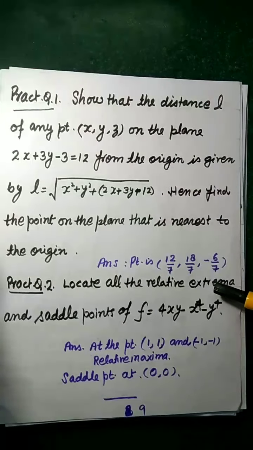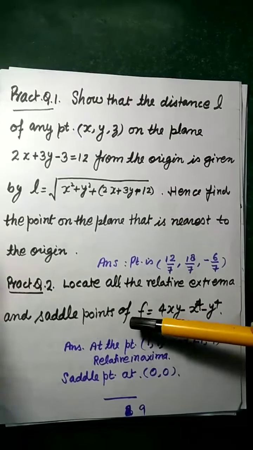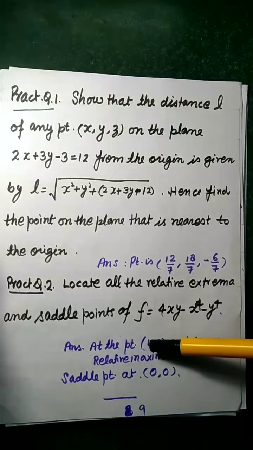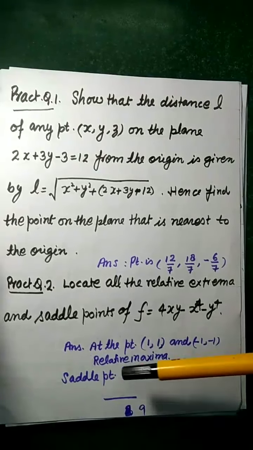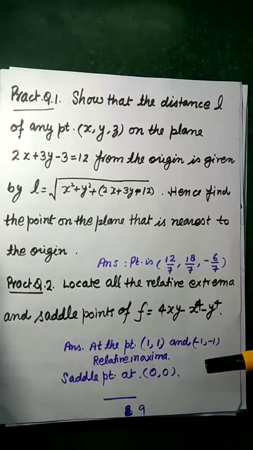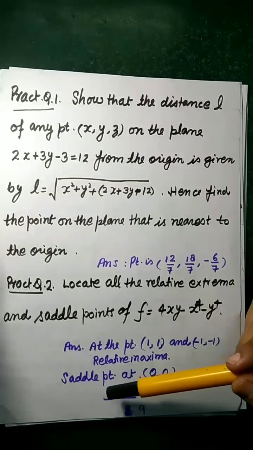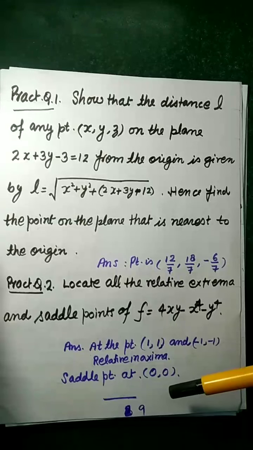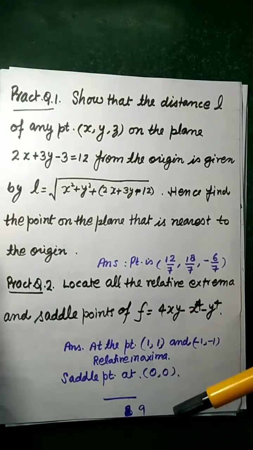Second question: locate all the relative extrema and saddle points of the function. Simplification of this function gives us relative maxima at the points (1, 1) and (minus 1, 1), and a saddle point at the point (0, 0). So one can solve these problems easily.